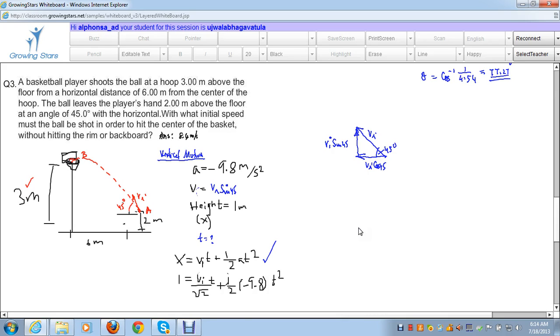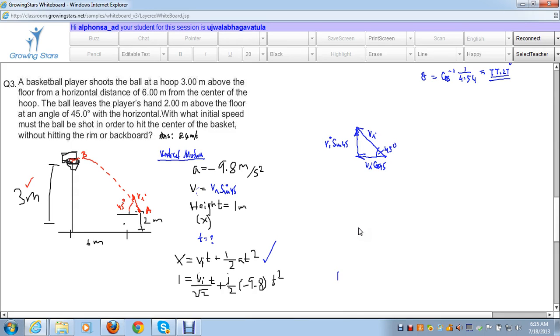You can simplify it further. You can multiply with root 2, 2 root 2. Or you can do 1 over root 2. It's 0.707, isn't it? Yes.